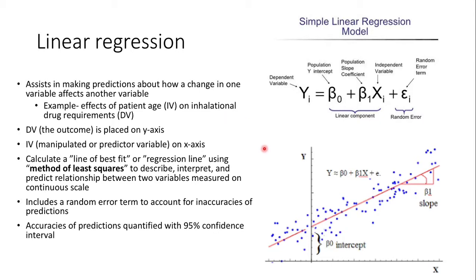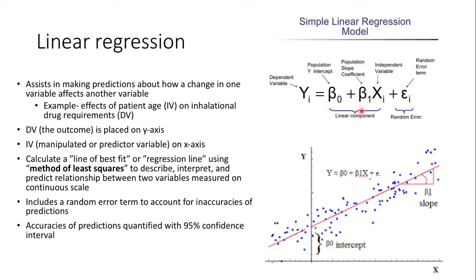The dependent variable is on the y-axis here. The independent variables are on the x-axis. Those are also what's considered manipulated, or the predictors. And what the analysis does is calculate a line of best fit, or a regression line, using the method of least squares to describe, interpret, and predict the relationship between these two variables measured on a continuous scale. It also includes a random error term to account for inaccuracies in the predictions, and it can quantify those inaccuracies within your 95% confidence interval.